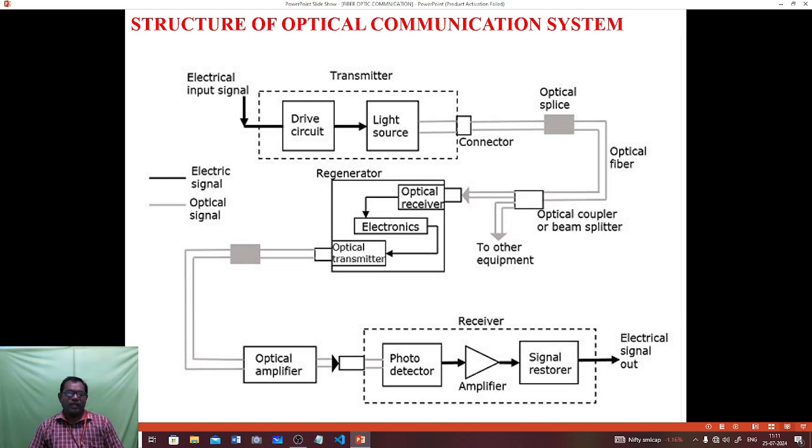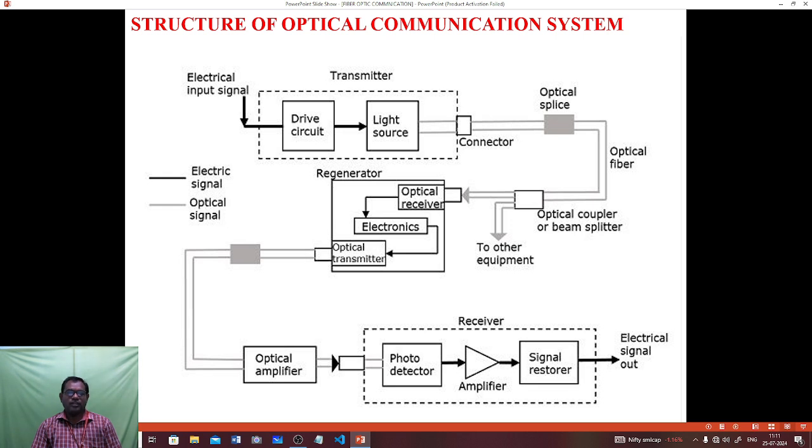This is the block diagram or structure of the optical communication system. The overall optical communication system is based on the transmitter, receiver, and the medium, called the communication medium, in between the transmitter and the receiver. An electrical signal is given to the transmitter. In the transmitter there are two blocks: the driver circuit and the light source.